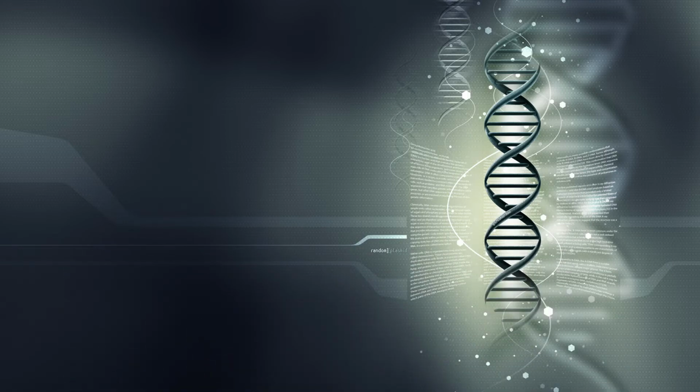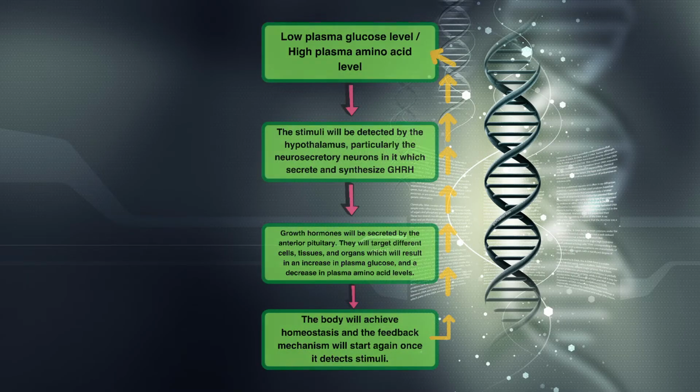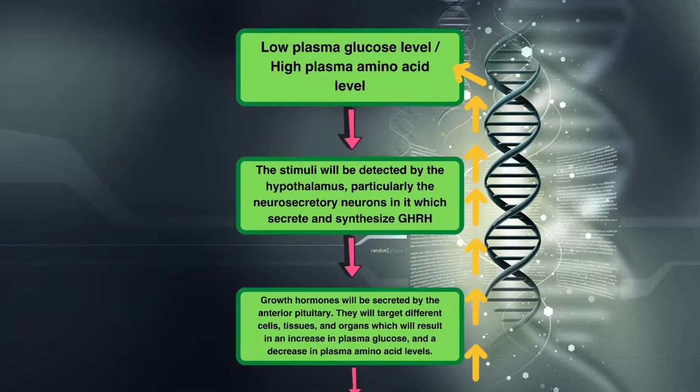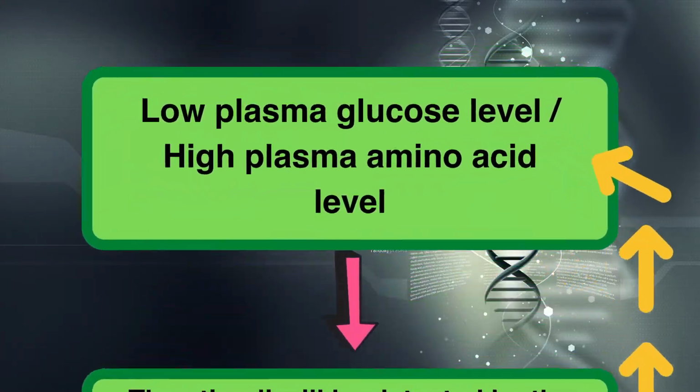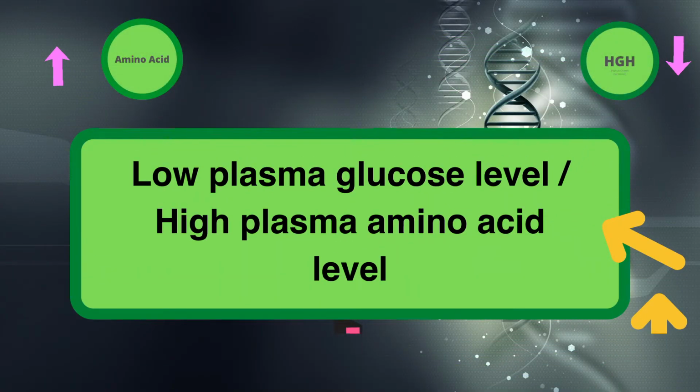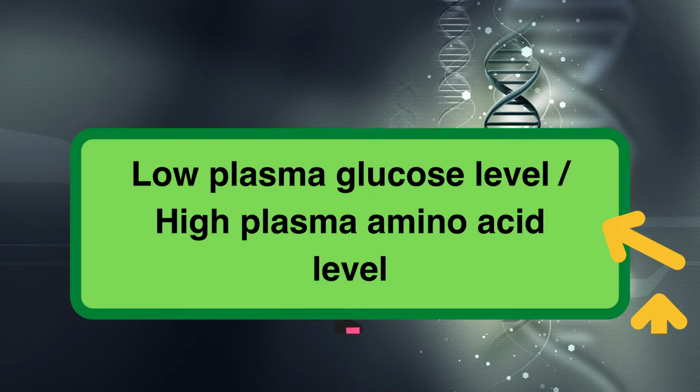Let us list down the parts of the feedback loop of the body's response to growth stimuli. Starting off the list is the beginning of the loop, which is the stimulus or the factor that causes the feedback mechanism to start working. The stimulus for the feedback loop is a low plasma glucose level or a high plasma amino acid level. This will then be detected by the body and it will start the feedback.